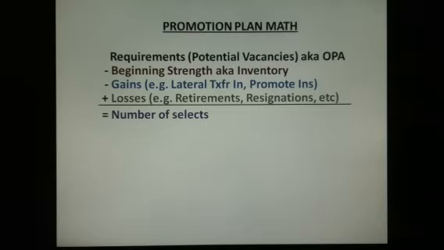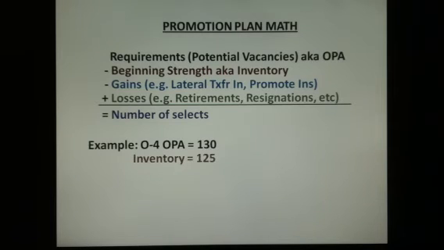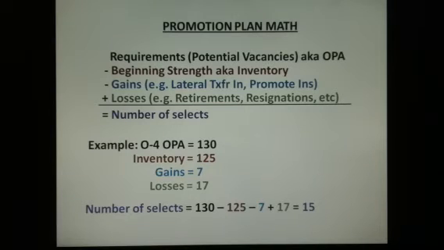So as an example, let's assume that our number of lieutenant commander requirements is 130. Our inventory, or the number of lieutenant commanders, is 125. The number of gains is 7, and the number of losses is 17. Using our formula, we plug in our numbers, and we calculate that the number of selects for lieutenant commander is 15.